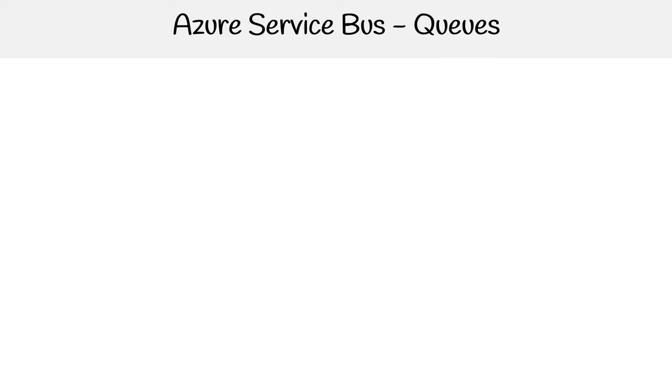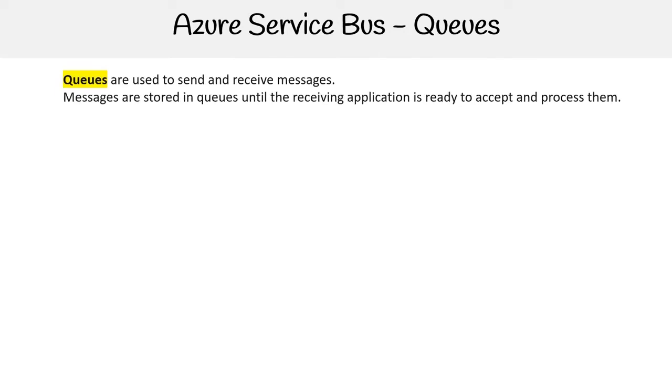So there's 2 types of messaging systems in Azure Service Bus. Why they didn't make these 2 separate services, I have no idea. But one is for messaging and one is for pub sub. And the one that is for messaging is called queues. So queues are used to send and receive messages. Messages are stored in queues until the receiving application is ready to accept and process them. Messages in queues are ordered and timestamped on arrival.